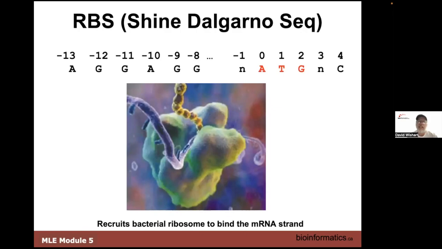Just before the ATG start codon, there's another collection of about six bases called the Shine-Dalgarno sequence. It has a general sequence of AGG, AGG, sort of a short repeat, and this is where the ribosome binds the messenger RNA strand. A lot of genes have this, and that was not part of our gene search. It certainly wasn't part of the neural net that we were coding for.